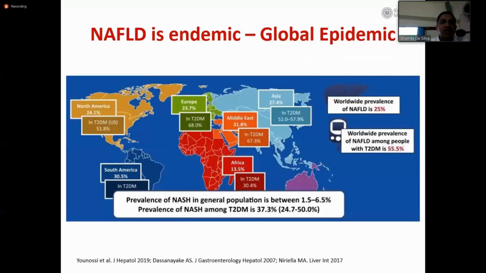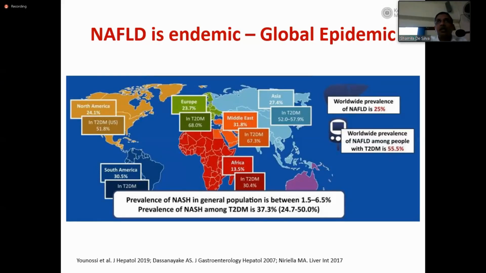Coming to the epidemic, it's endemic in all parts of the world. It's a global epidemic. Worldwide prevalence is about 25%. So 1/4 of the adult population is affected by NAFL. Interestingly, this will be double in those with diabetes. Prevalence of NAFL among diabetes is about 56%. NASH, it's about 1/5. In the general population, the prevalence is about 5%. But among the diabetics, it's more than 7 times. So NASH is more common in diabetics.